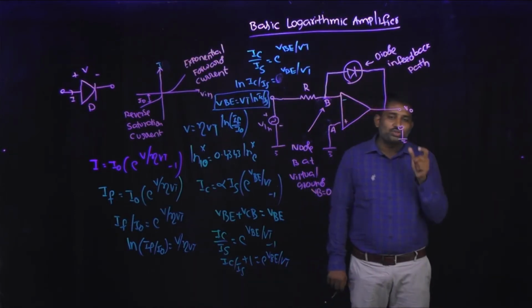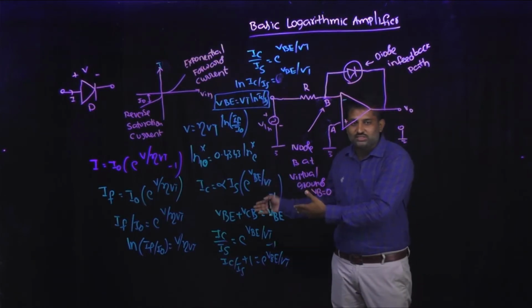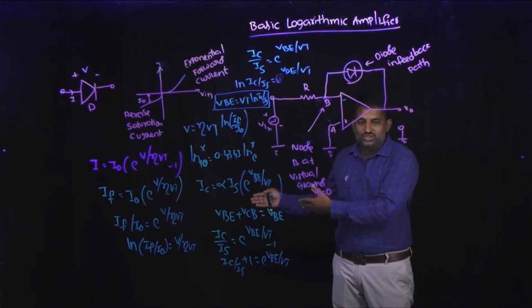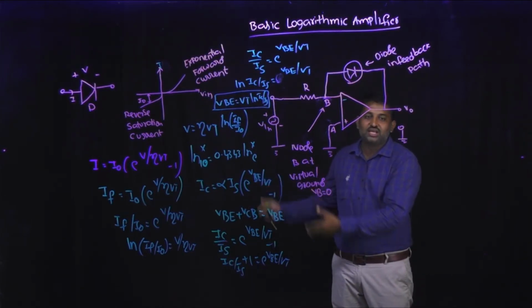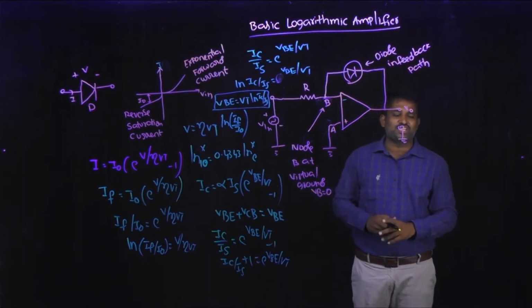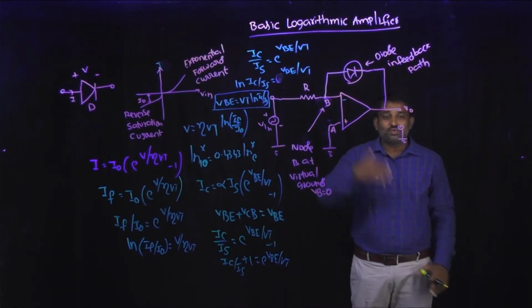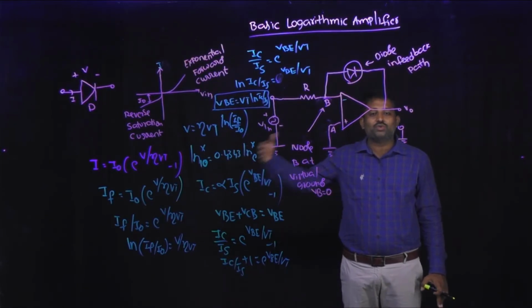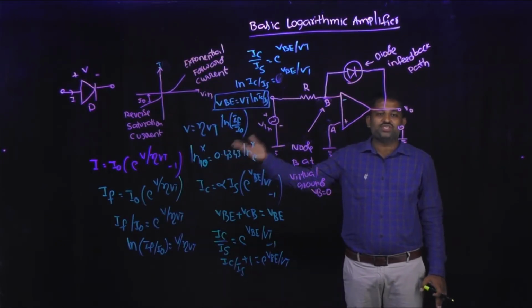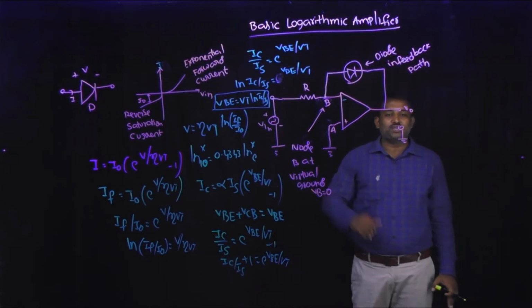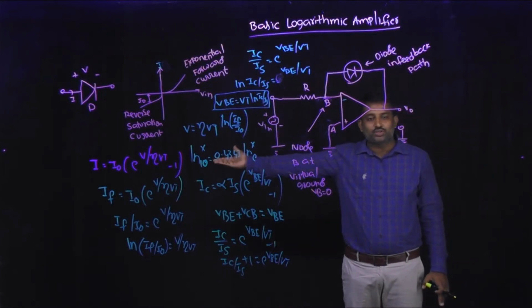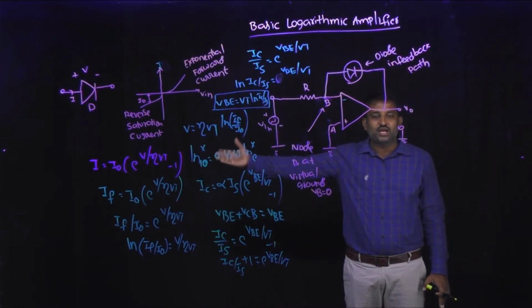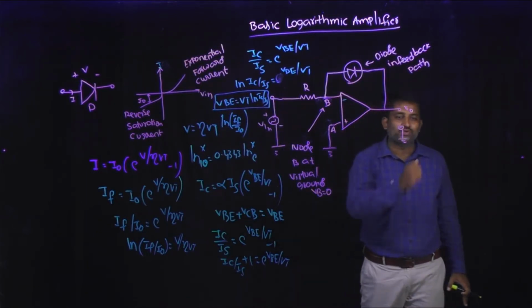And one more thing you have to remember is, like what we discussed for the previous differentiator as well as integrator, here also we are going to explain the same thing. That is, the output voltage of the differentiator is the differentiation of the input voltage, while the output voltage of the integrator is the integration of the input voltage.